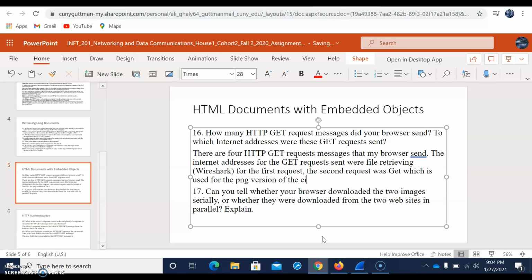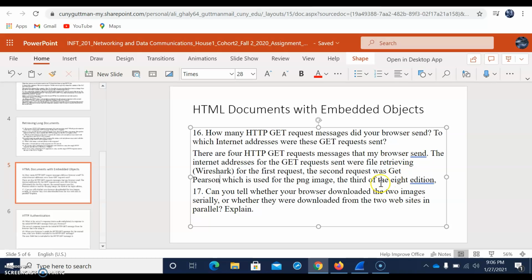Okay. Hold on. Sorry, I had a little error that I made. Okay. The second request was get Pearson, which was used for the PNG image of that book.